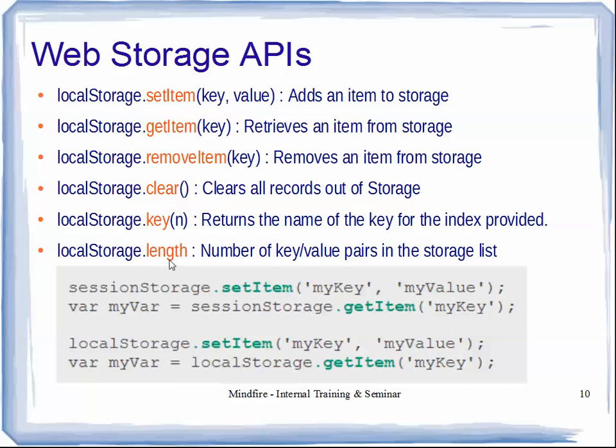Then localStorage.length will provide us the total length of that local storage, meaning how many elements are stored in it. And this is some of the syntax; session storage supports all these APIs, only local storage will be replaced with session storage. Okay, setItem with a key and value, then we can fetch its value with getItem and the key name. It will return my value.